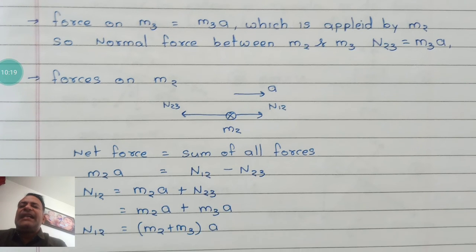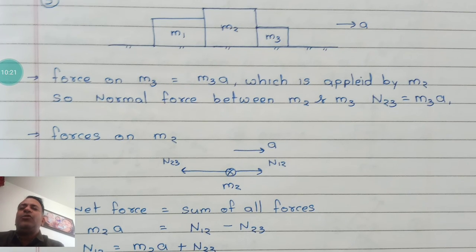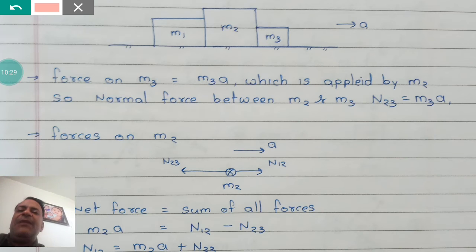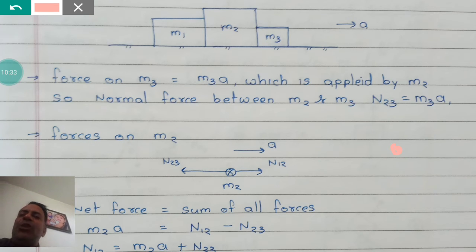What forces are acting on M2? How many forces are there on M2? For that we will be drawing a free body diagram. So I'm using a small point, and this point is the mass M2. What is it? It is M2. Clear? Now we draw all the forces.